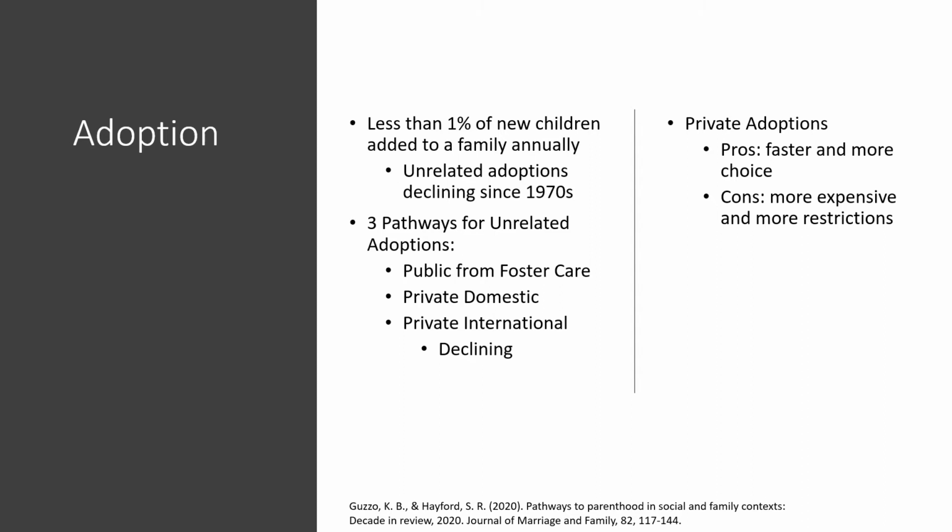There's currently 3 pathways: adopting a child through a public agency in the foster care system, adopting a child through a private domestic or United States adoption agency, and adopting a child through a private international adoption agency, which rates had been going up for quite a few years, but now are declining. And so the pros of private adoptions are that they are generally faster as compared to public adoptions. They're faster and parents have more choice, but the cons are that they're more expensive and they have more restrictions, especially based on whether or not someone is a sexual or gender minority or a single parent.